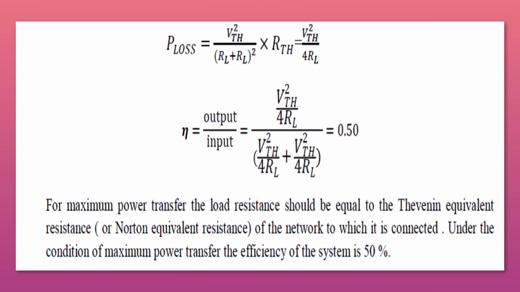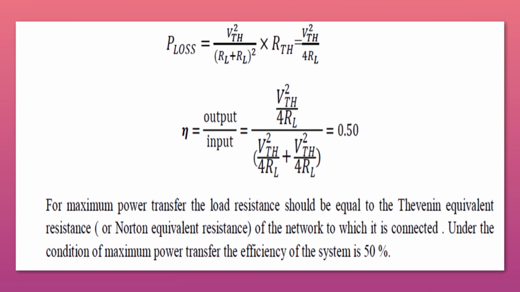Power losses is equal to IL square. That means these losses happen in the network, and the total resistance of the network is RTH. So IL square into RTH, and the value of IL is BTH upon 2RL, whole square. That means it is BTH square upon 4RL. This is the losses. So power losses can be written as BTH square upon (RL plus RL) square into RTH, that is BTH square upon 4RL.